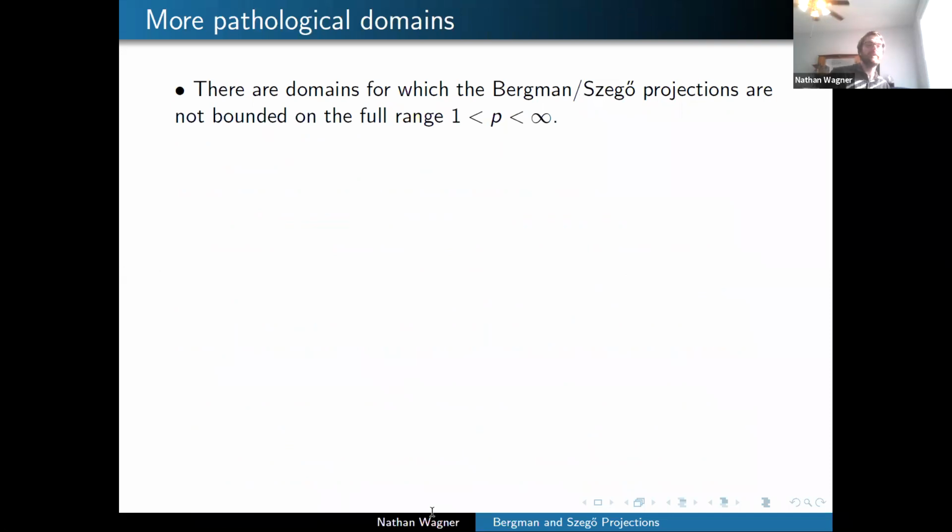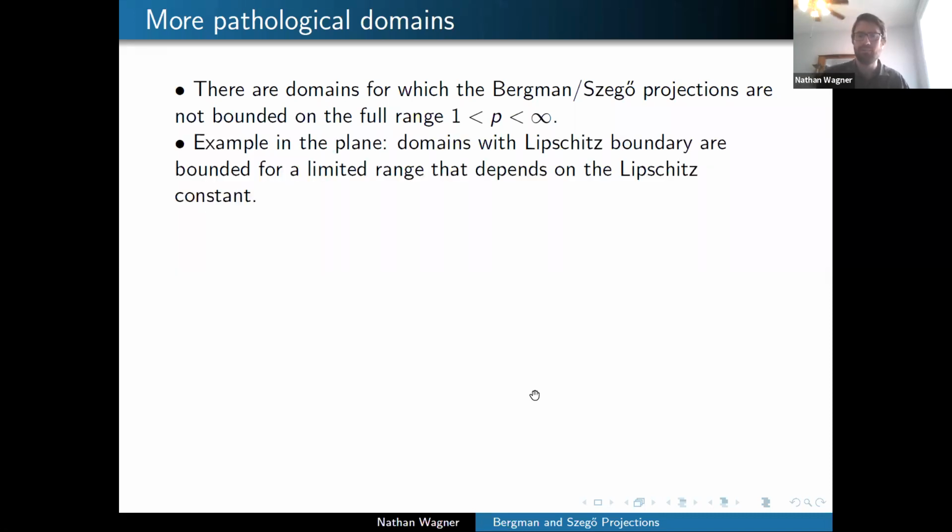So let's talk about, this is kind of interesting. I talked about where you have the good behavior, where these projections are bounded on the full reflexive range of P between 1 and infinity. But you have sort of bad domains where that isn't the case. An example, just in the plane, in one dimension, if you think about a Lipschitz domain that has corners, it turns out that these projections are bounded for a limited range.